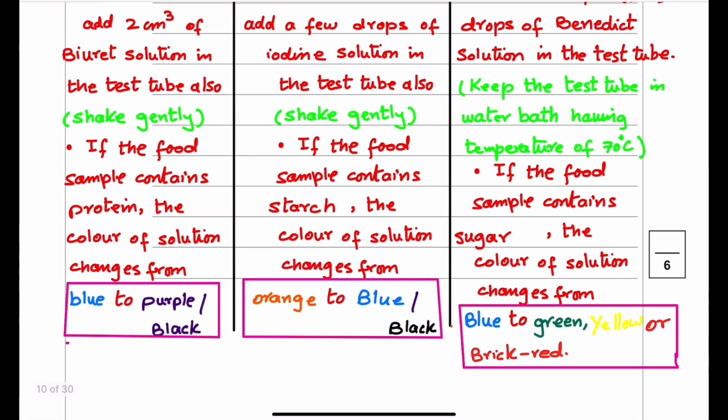If the sample contains sugar, the color of the solution changes from blue to green, then yellow, or even brick red. The student will get 1 mark for mentioning the change in color and 1 mark for writing the process.